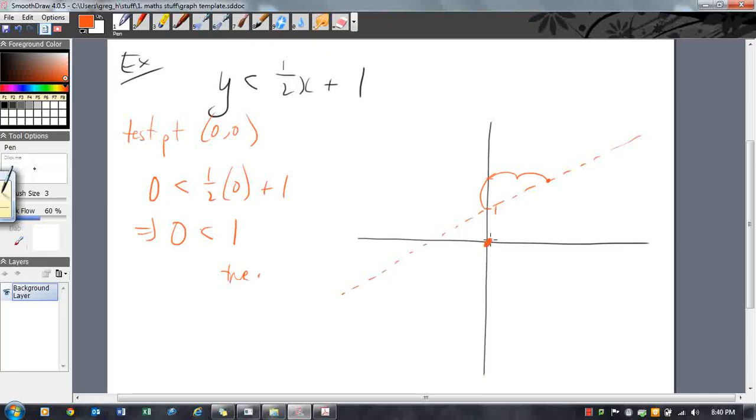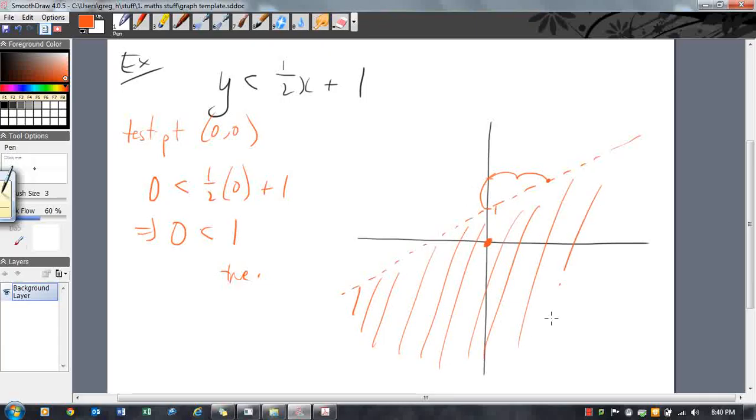So 0, that's true. It is on this side. Because it's on this side and it's true, everything on this side will be true, so we shade in that side of the graph. Sorry about that poor example.